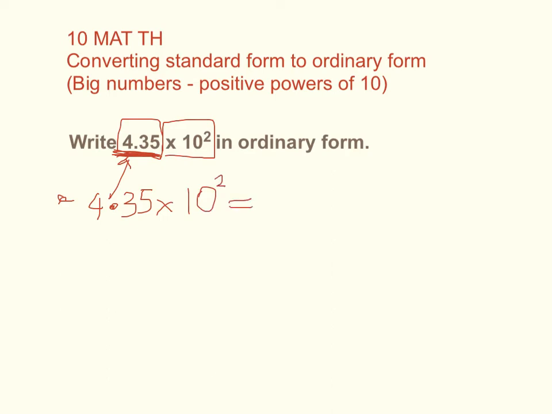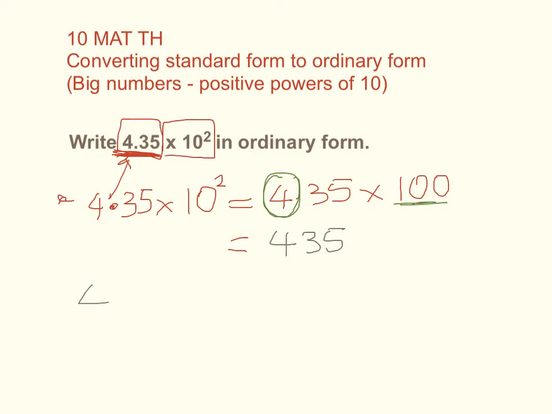We're going to use our rules for multiplying by powers of 10. In this case, 10 squared is equal to 100. So when we put this back into ordinary form, the place value of the 4 needs to be 400. So our answer is going to be 435.